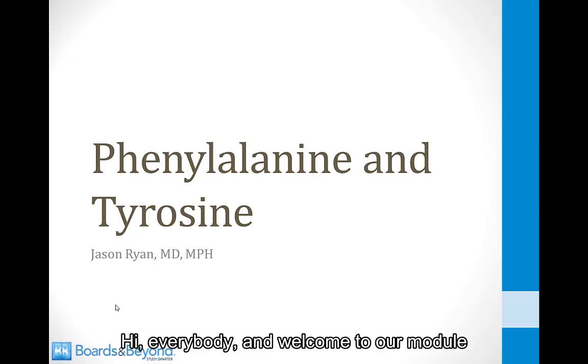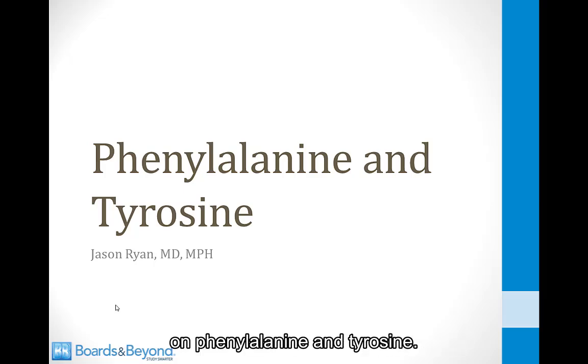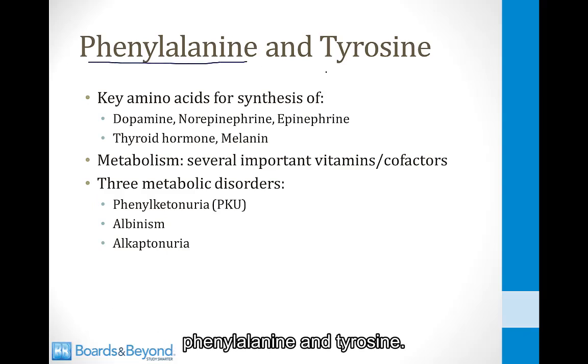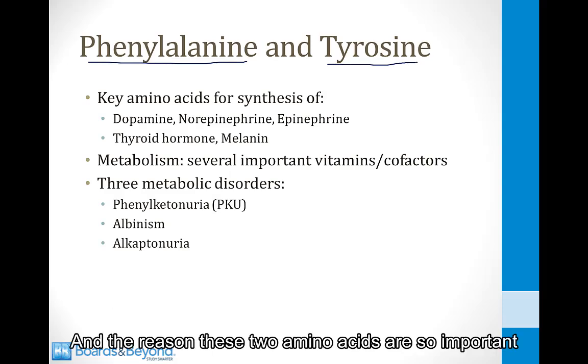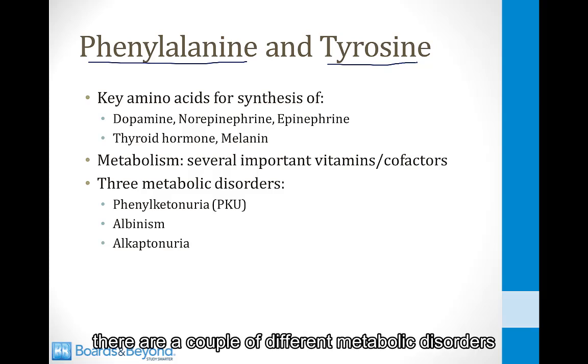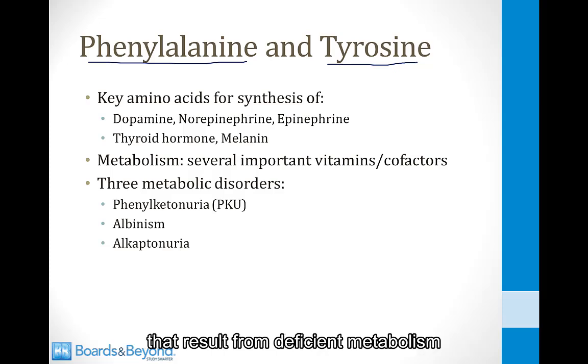Hi everybody, and welcome to our module on phenylalanine and tyrosine. In this module, we're going to focus in on two amino acids, phenylalanine and tyrosine. And the reason these two amino acids are so important is because they're involved in several different metabolic pathways. And in addition, there are a couple of different metabolic disorders that result from deficient metabolism of phenylalanine and tyrosine.